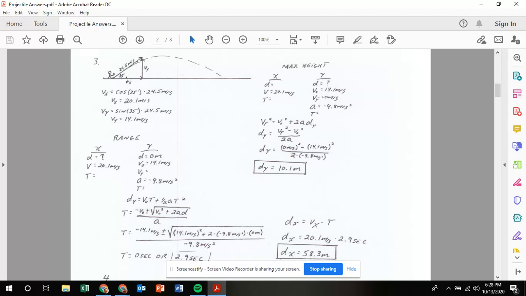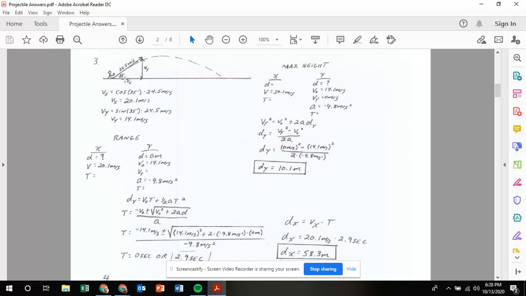What is the range of the ball, meaning how far does it travel in the x direction before it gets back to the ground? And what is the maximum height attained by the ball? So we'd be looking for the position right here at the top of the path. First thing we have to do is find the velocity in the x and the velocity in the y.